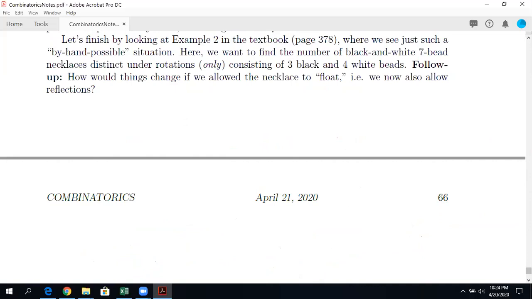So we had the 7 beads. Okay, so like this. First of all, what is our group going to be now? Well, 0 degrees, we'll go with rho. We still have the rotations: rho squared, rho cubed, rho to the 4th. Again, I am going to label these: A, B, C, D, E, F, G.